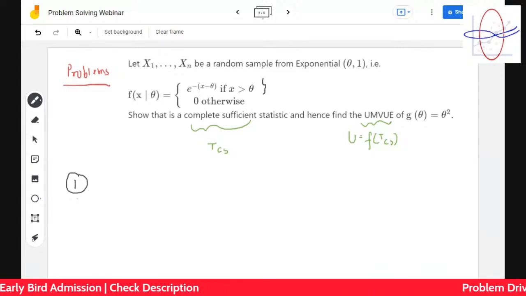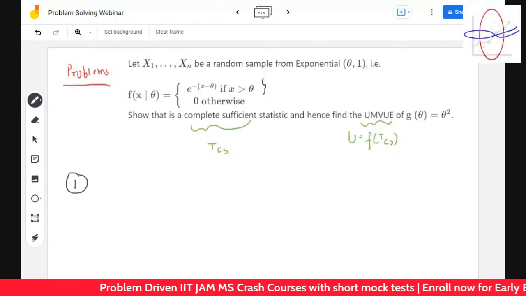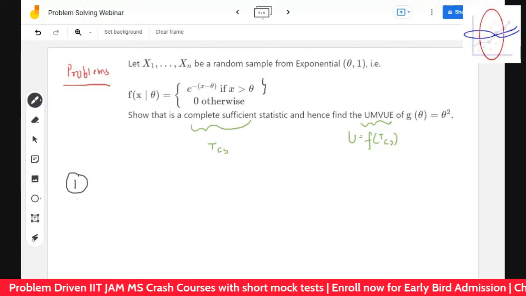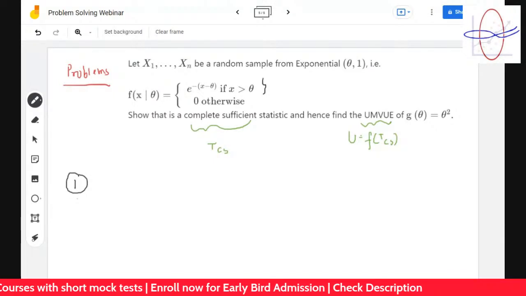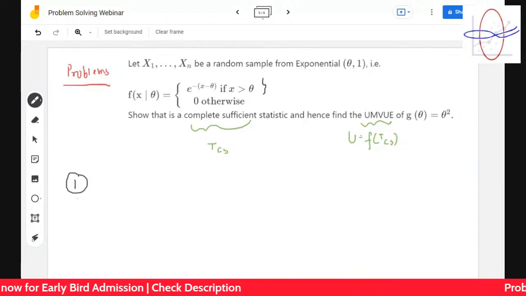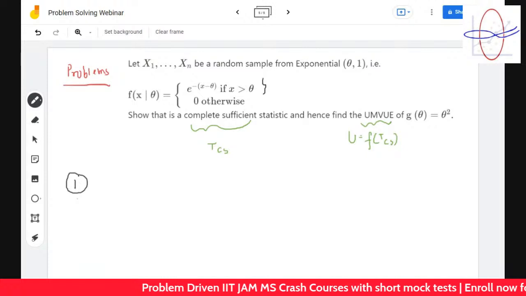Do you know that in a one parameter exponential family the support is not dependent upon the parameter theta? Yes or no? Good. That is a very important aspect. So we cannot use the OPEF result to find a complete sufficient statistic. We have to use something else, and this will be interesting.